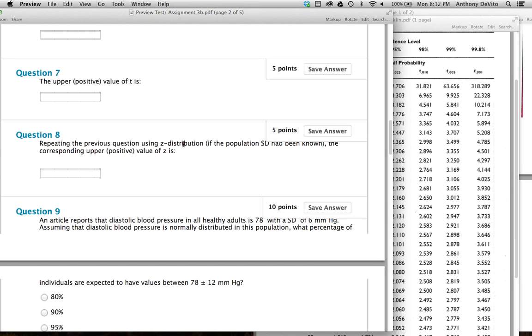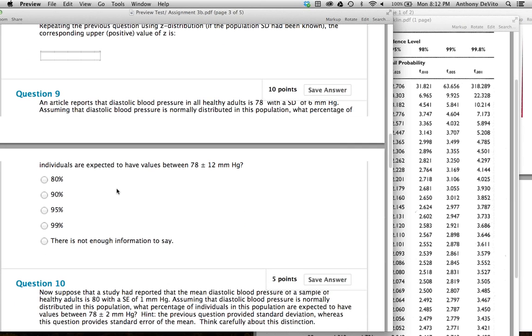Repeating the previous question using a z-distribution. What's the upper positive z-value for a 5% chance of error? Two tail, 2.5% on each side. Alpha over 2 is 2.5%, which makes alpha 5%. That would be 1.96. That would be the 1.96 that we've long heard tell about.